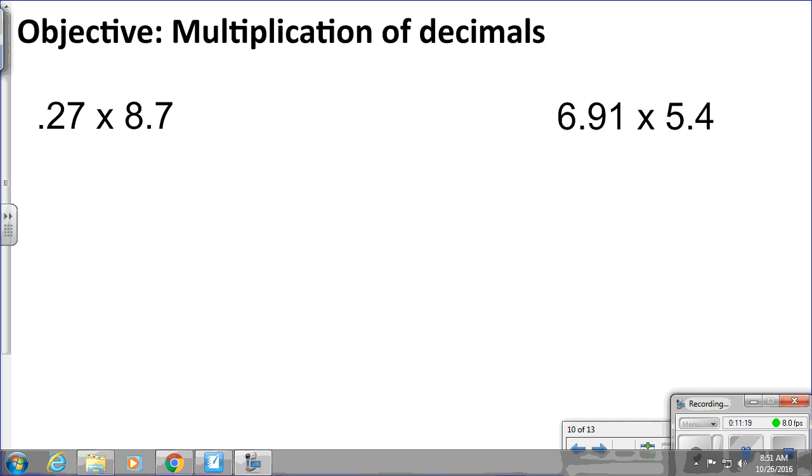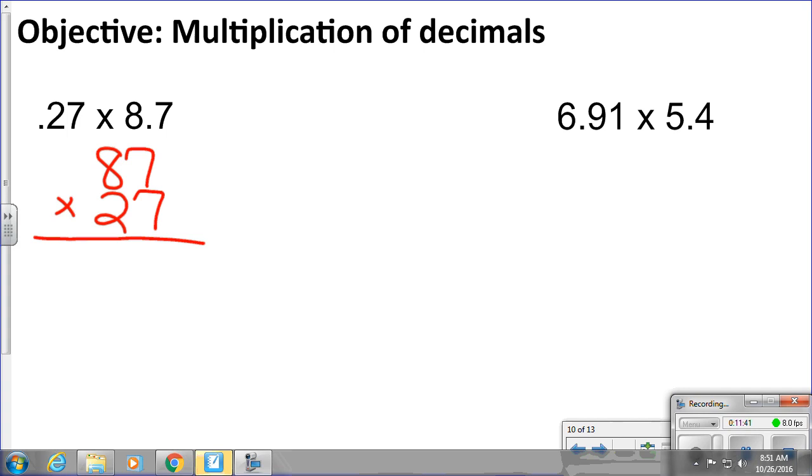Okay, these questions are multiplications of decimals. I ignore the decimals because you do not line up decimals when you're multiplying. You only line up decimals when you're adding and subtracting decimals, not multiplying. So I'm going to place the 87 on top. That's personal preference because I like to deal with the larger numbers on top.